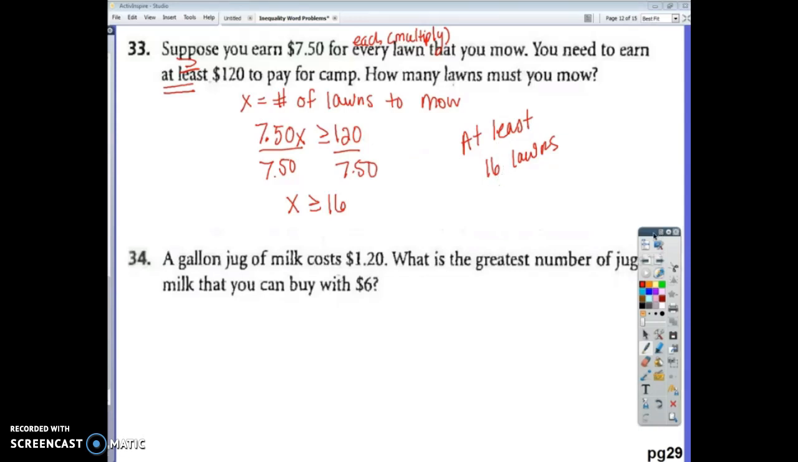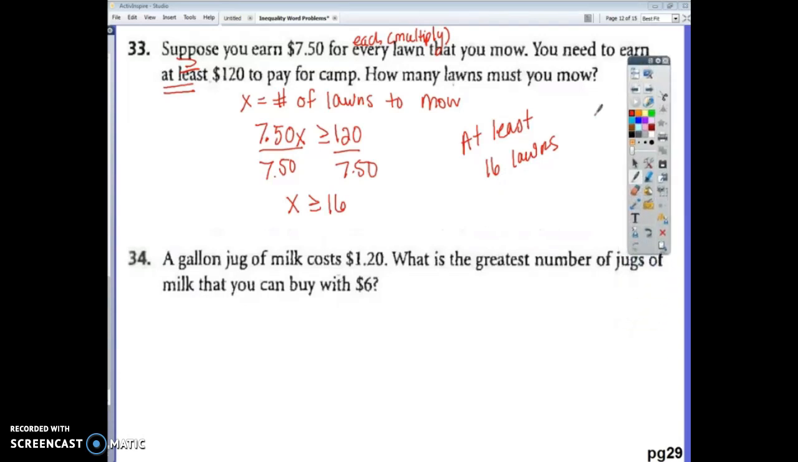Okay, next one. It says a gallon jug of milk costs $1.20. We wish it cost that today. It does not cost $1.20 today. What is the greatest number of jugs of milk that you can buy with $6?